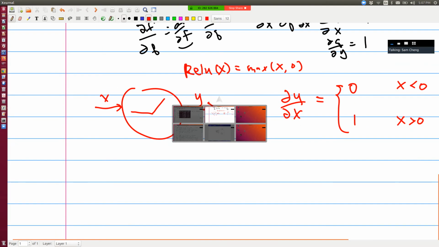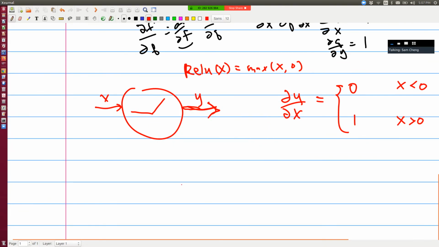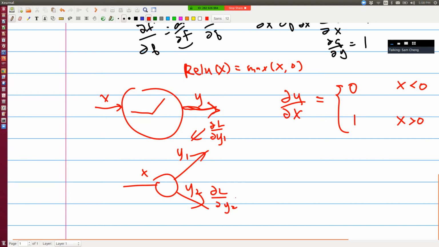Okay, our examples so far are all with one output, right? How about if I have two outputs here? So I have x here, and y1 and y2. I have two gradients passing back, partial L partial y1 and partial L partial y2. So how do I find partial L partial x?